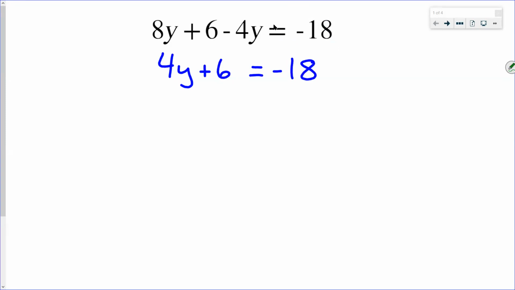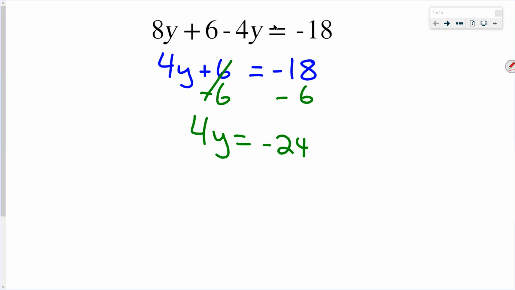Good. We're going to subtract 6 from both sides. Those 6s go away, leaving us with 4y equals. What's negative 18 minus 6? 24. Positive or negative 24? Negative. It is negative 24.